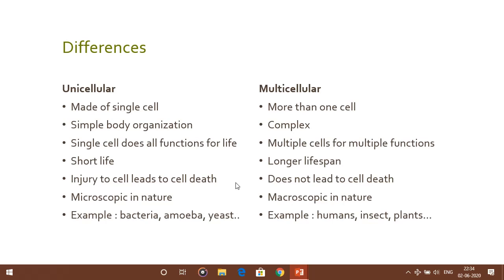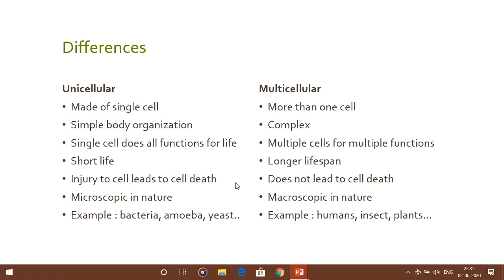So, main differences once more: unicellular means single and multi means many. Simple body organization in unicellular, complex in multicellular. A single cell does all the functions in unicellular, and multiple cells perform multiple functions. So you see, in a single cell, everything has to be done, like the case of a single room, poor guy. And in multicellular, the rich guy with a lot of things. So he has rooms for kitchens and secondary kitchens, whatever they may be. He has a lot of things. So multiple cells for multiple functions.